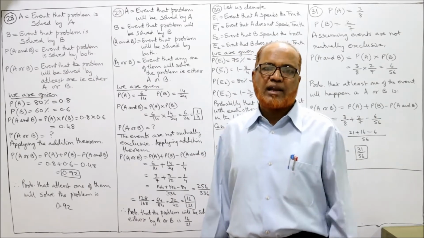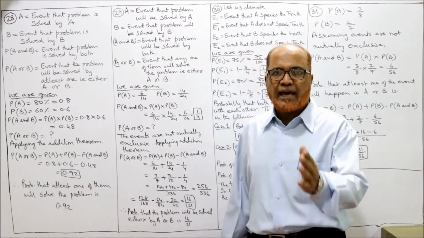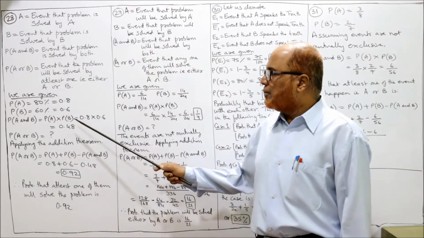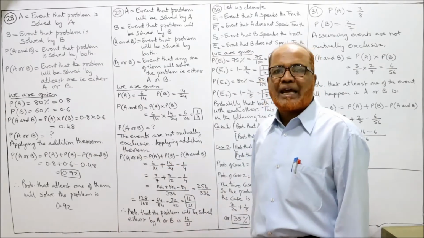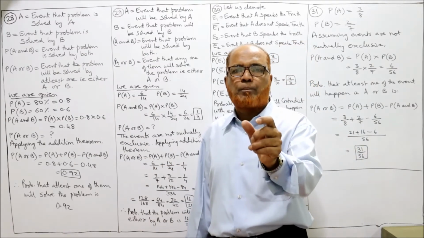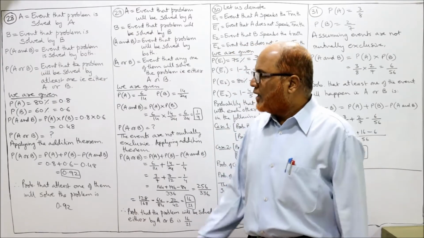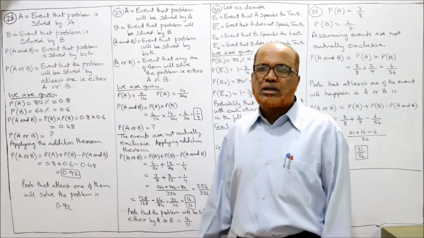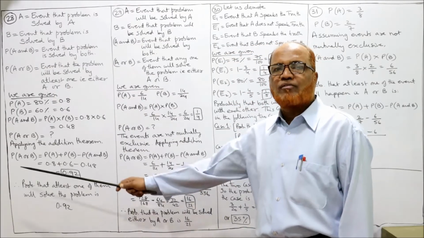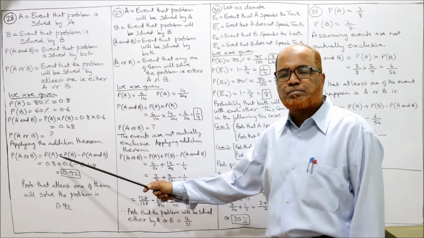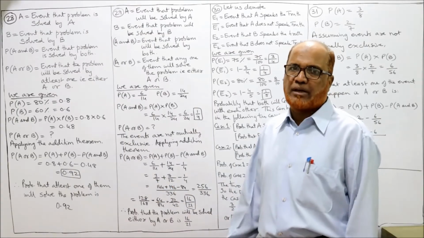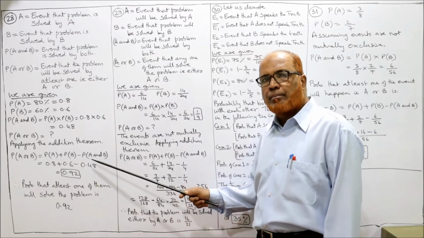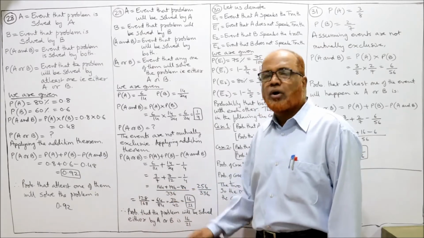P of A and B, probability that the problem will be solved by both. दोनों भी solve कर लेने की probability क्या है? दोनों A and B. So P of A and B is equal to P of A into P of B. 0.8 into 0.6, 0.48 is the probability that the problem will be solved by both. Now applying the addition theorem. Because the events are not mutually exclusive, P of A or B is equal to P of A plus P of B minus P of A and B. So P of A 0.8, P of B 0.6, P of A and B minus 0.48. So you get 0.92.